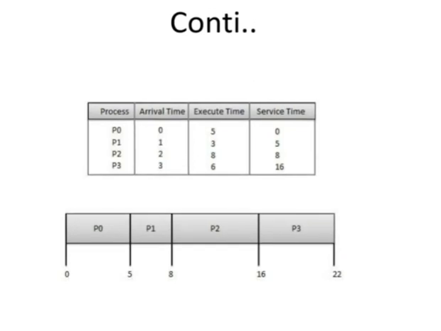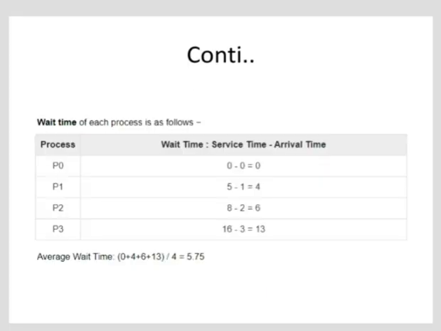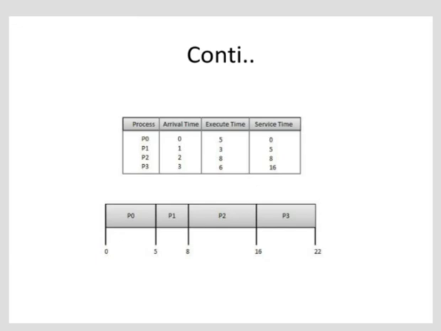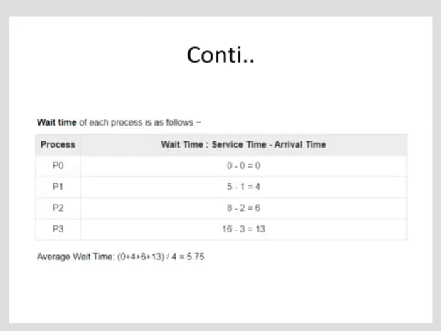So this diagram shows the process, arrival time, execute time, and service time. Now here the wait time of each process is given for P0, P1, P2 and P3. The wait time can be calculated by service time minus arrival time. So here arrival time is given and service time is given. So we can calculate the wait time, and the average wait time is the addition of all these divided by 4. So this is the average wait time.